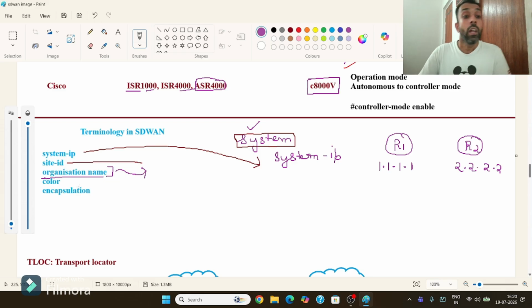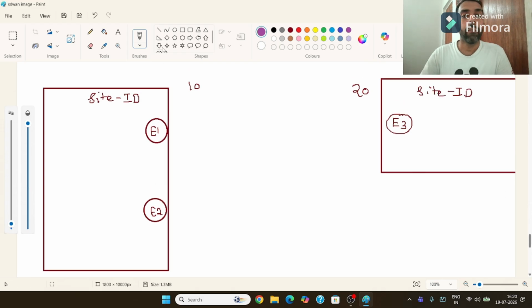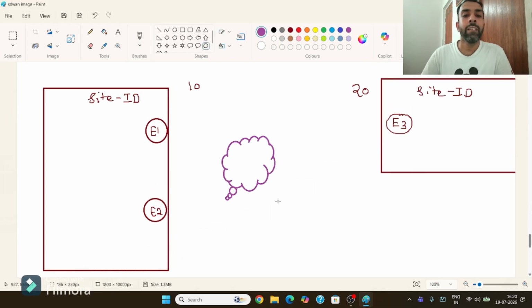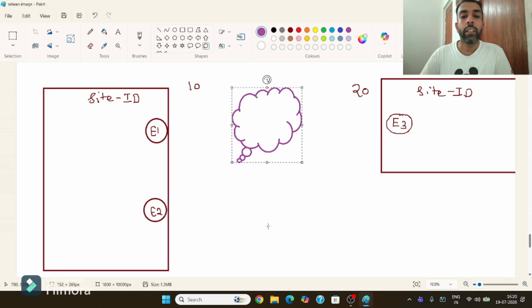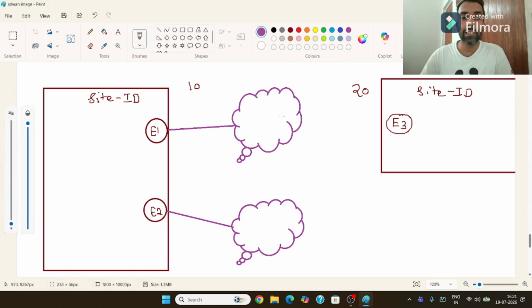Next, there are two terms: color and encapsulation. What do we mean by color? See, my routers are connected with a transport. For example, over here, E1 and E2 are connected with two different transports. Transport means ISP connections. E1 is connected with a transport, let's say it is MPLS, and E2 is connected with Biz Internet. Biz Internet means business internet.